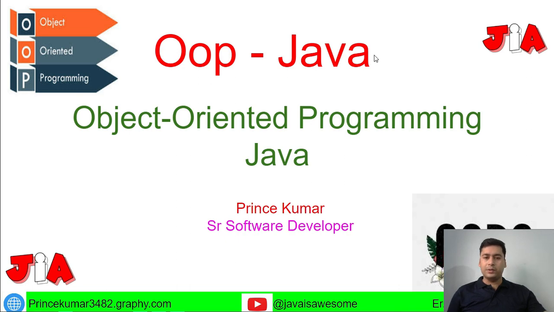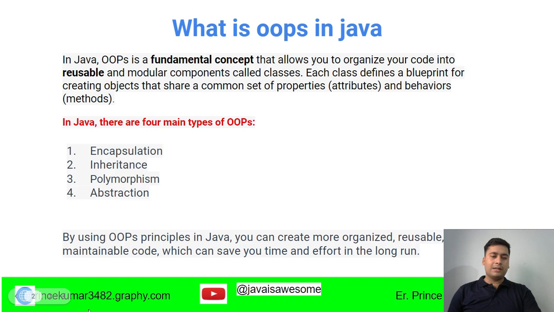Let's understand what OOPS is. In Java, OOPS is a fundamental concept that allows you to organize your code into reusable, modular components called classes. Reusable means whatever code you have, which you are reusing in multiple places, you don't need to write again and again. Organize means you write separate code so that you can easily understand it and write the code in it.